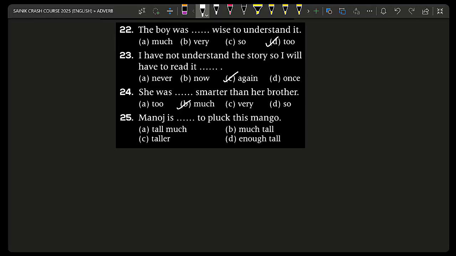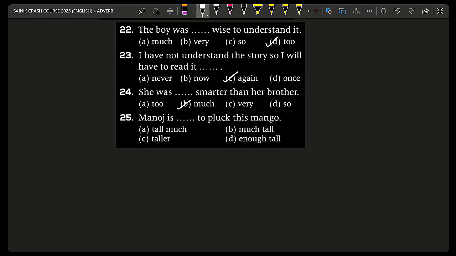Next, 25th. Manoj is dash to pluck this mango. Taller. Manoj is taller to pluck this mango. No, taller is used for comparison. It is a comparative degree. It is used for comparison between two things. But there is no comparison happening. It is showing his ability. Manoj is able to pluck the mango. Which is the correct form for this?